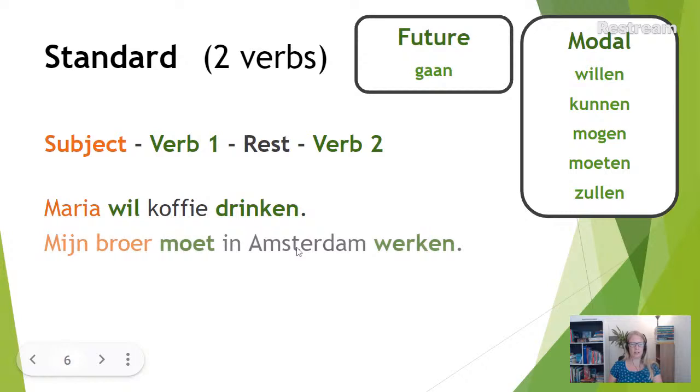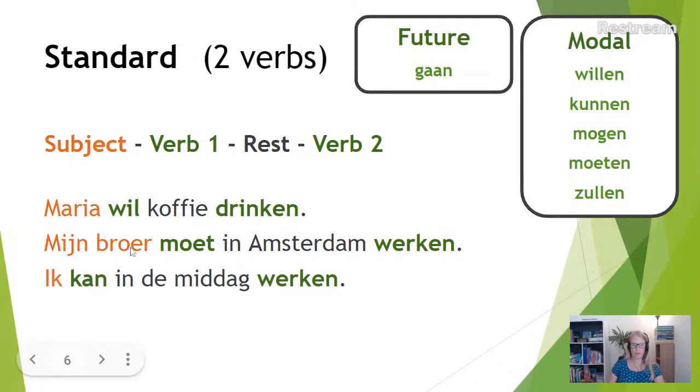Let's have another example here. Mijn broer moet in Amsterdam werken. My brother has to work in Amsterdam. As you can hear, in English they put "has to work", all the verbs together and all the rest items at the end. But we don't. Very typical for the Dutch language, we put the rest items in the middle between the two verbs, splitting them up with the second verb at the end. So my brother has to work in Amsterdam.